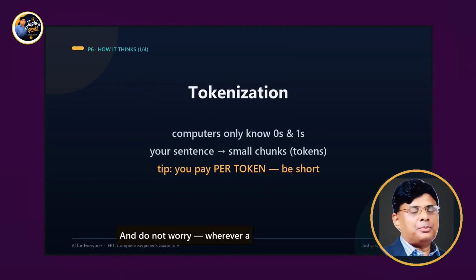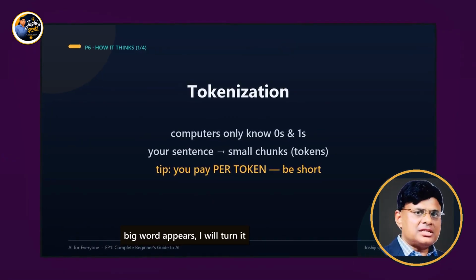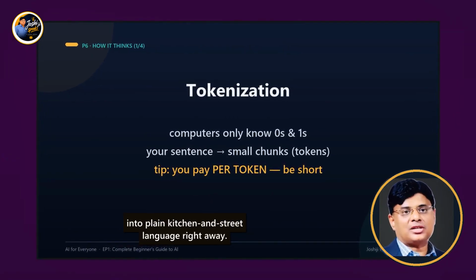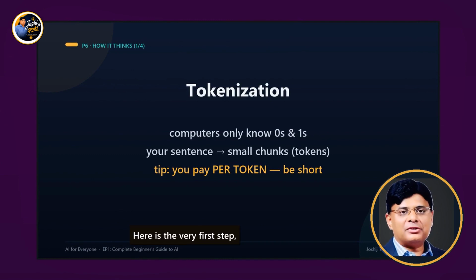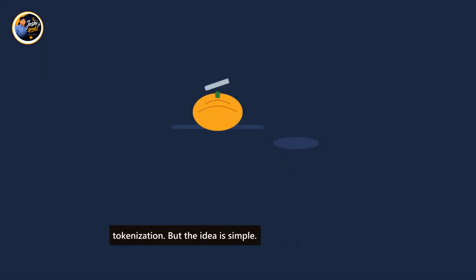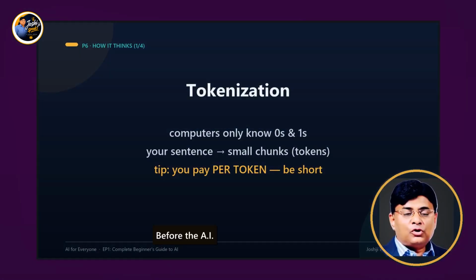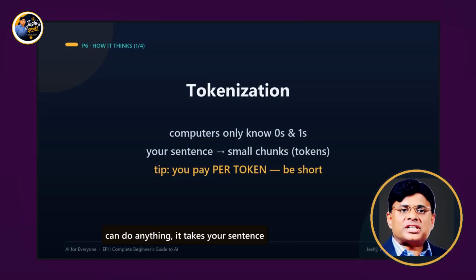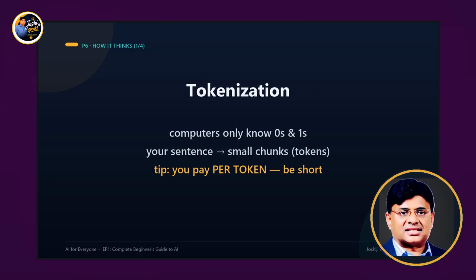And do not worry, wherever a big word appears, I will turn it into plain kitchen and street language right away. Here is the very first step, and it has a big name, tokenization. But the idea is simple. Before the AI can do anything, it takes your sentence and chops it into small pieces.